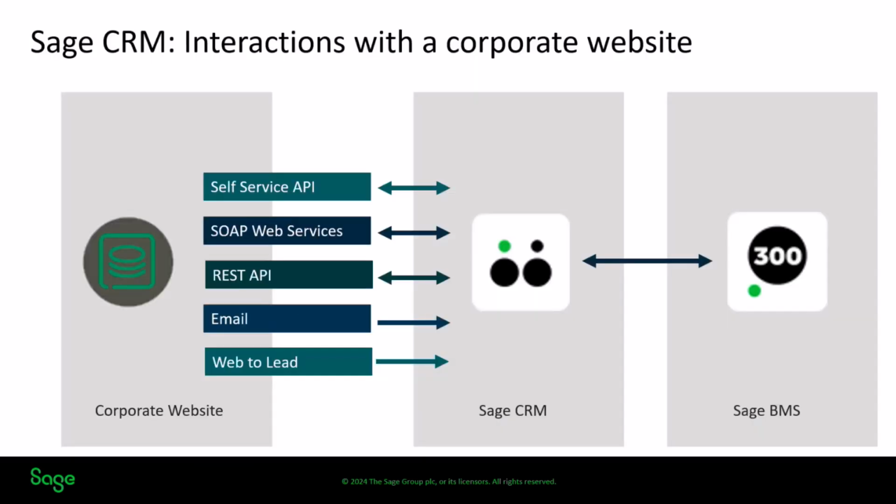So in terms of corporate website integration, you could use the self-service API that we've talked about. We could use REST. We can use the completely decoupled idea of sending emails or web to lead into Sage CRM, but you can also use the SOAP-based web services and the REST-based web services to design an application that will work with Sage CRM.